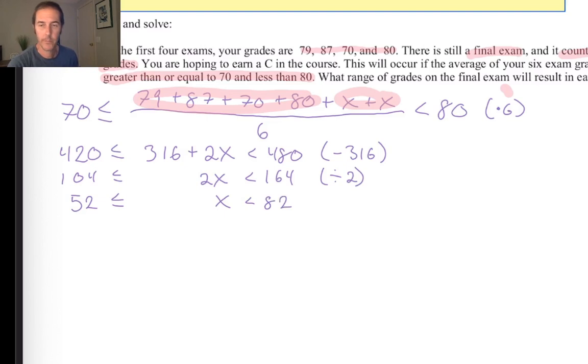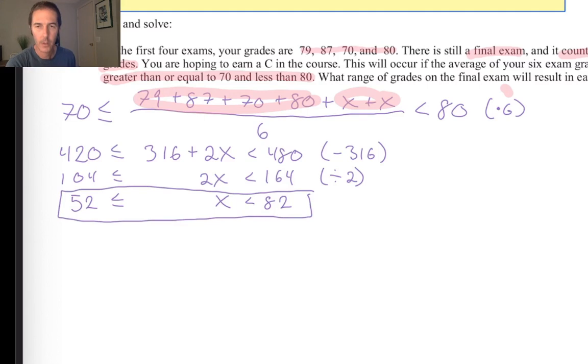So, using English, our final exam score needs to be greater than or equal to 52 and less than 82 if we're going to get a C, guaranteed to get a C for the course.